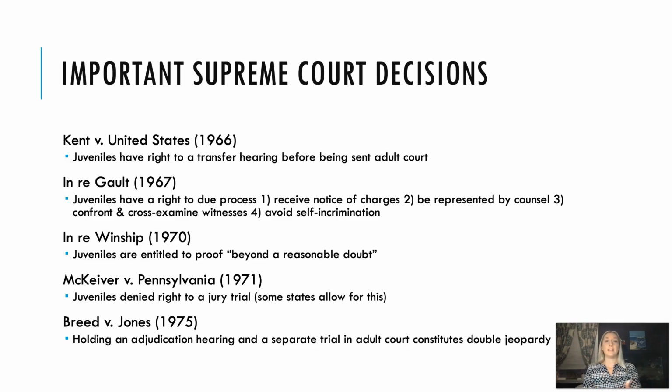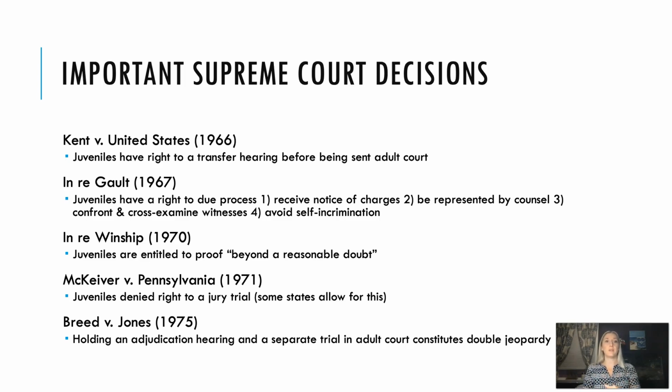And then in 1970, in In re Winship, they said that juveniles are also entitled to proof beyond a reasonable doubt. The prior proof was a preponderance of the evidence, which is about a 50% certainty that the juvenile committed the act. Beyond a reasonable doubt raises it to the same standard in adult court, which we say is roughly more than 75%. So it's more likely than not that this juvenile committed the act. So a judge has to make that determination.